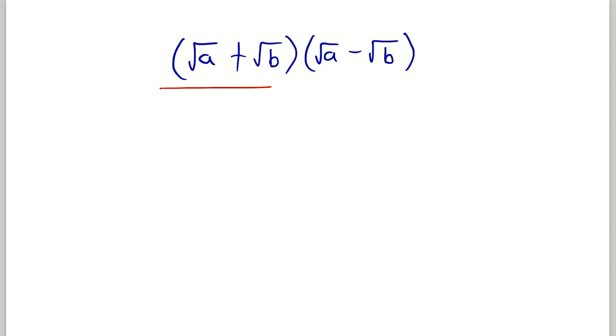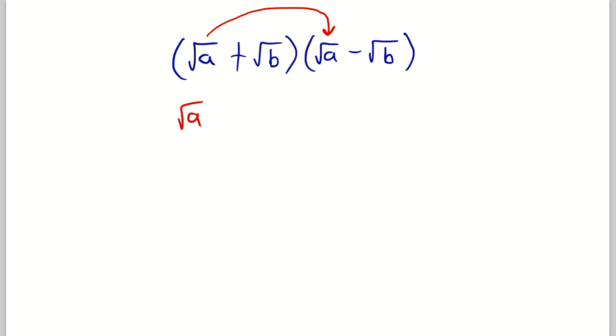Here we've got the square root of a plus the square root of b multiplied by the square root of a minus the square root of b. This is a pretty straightforward one. We just have to use the distributive property and do a little bit of simplification. So first, we multiply the square root of a by the square root of a.